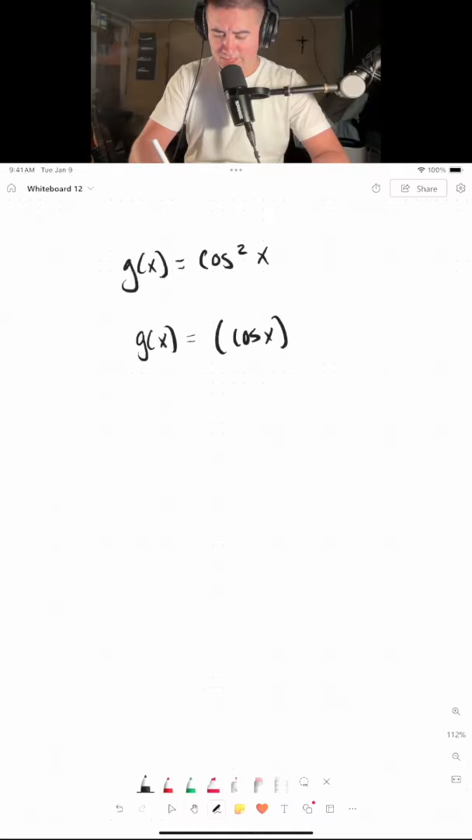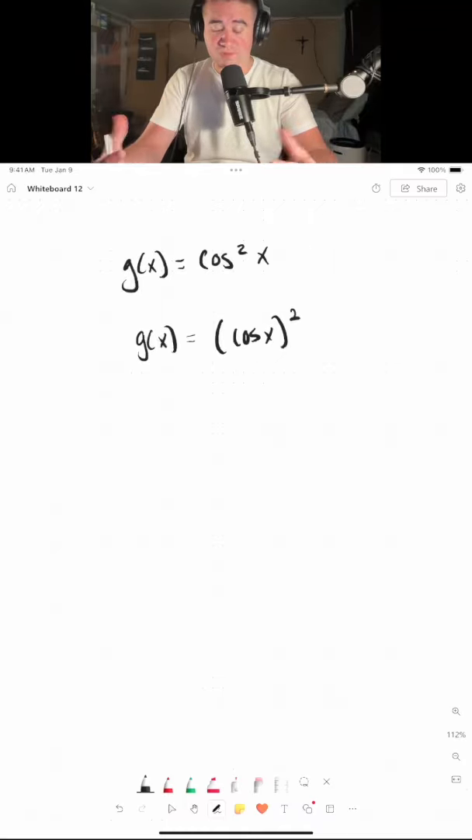Cosine x and then squared. So this is something that we've done and that you've done multiple times. Pretend the cosine x is not there. It could have been x squared. It could have been an x right there instead of cosine x. You know how to do that. You can use the power rule. In this case, because it's cosine x, we're going to need to use the chain rule.